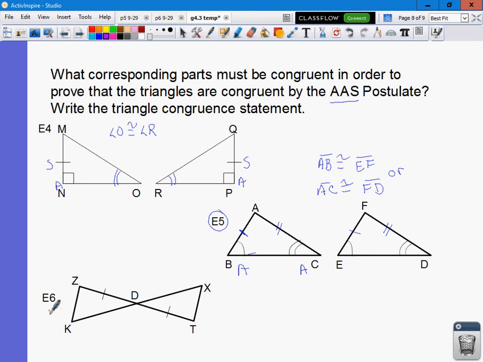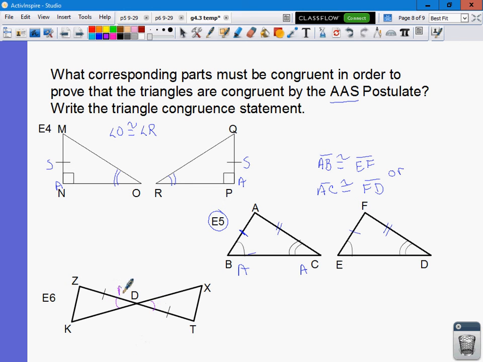In example 6, what's the first thing that I should mark as being congruent? Sides are marked. One pair of sides is. What should I mark, though? It's not marked already. I'd better mark those vertical angles or I might miss something. Okay?